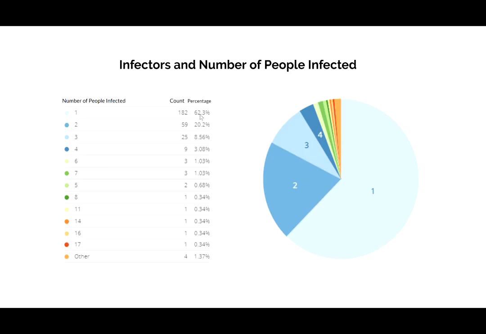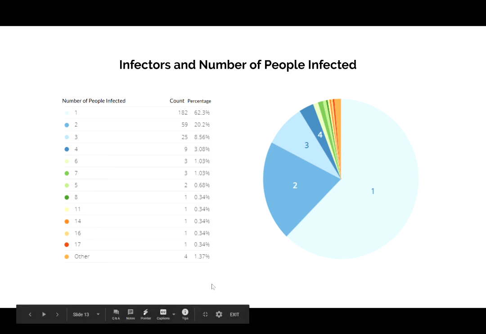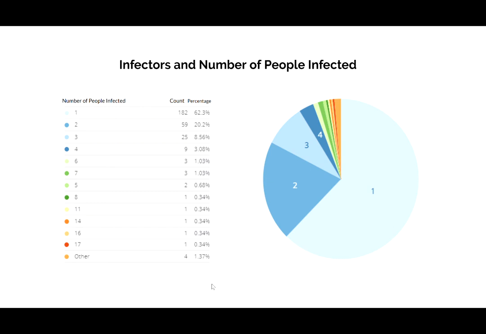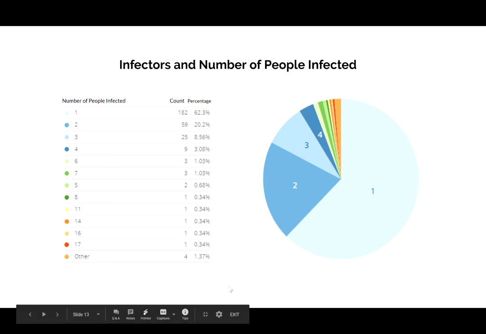And then I looked at the infectors and the number of people infected. And so the percentage of infectors, most of them only infected 1 person. The superinfectors were part of a group of outliers for the most part, but it's still something to be aware of because even though most of them only infected 1 person, that person could have infected another.